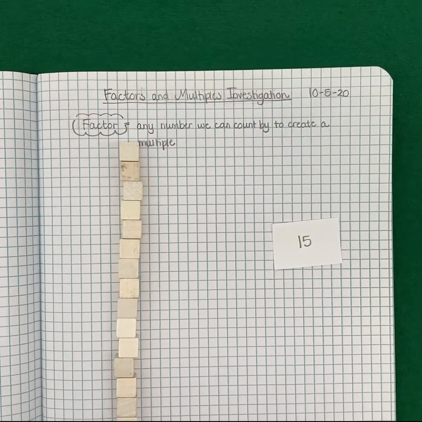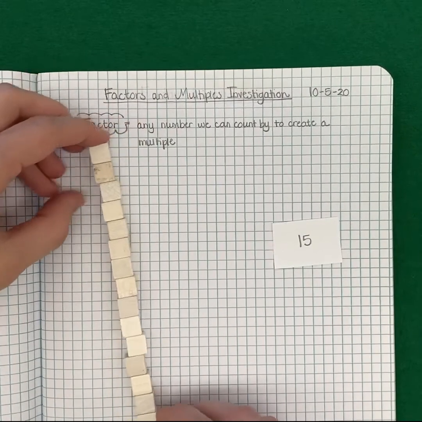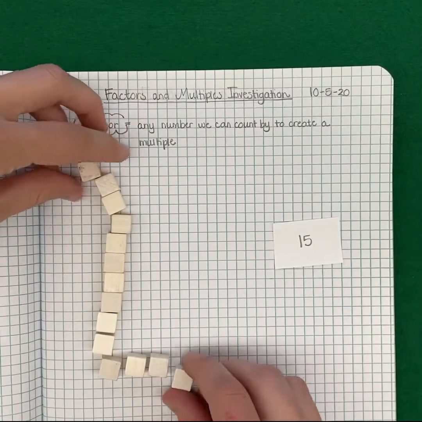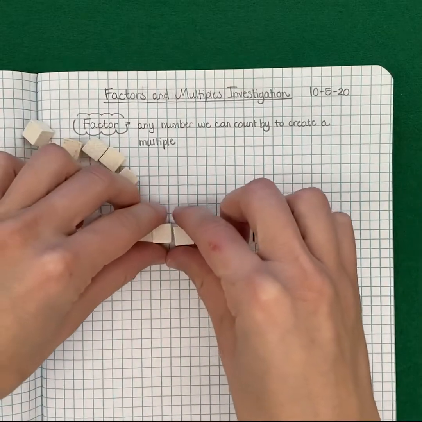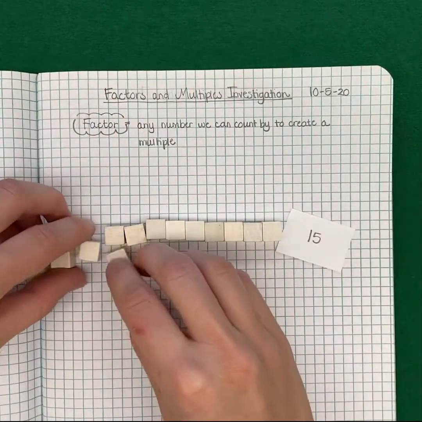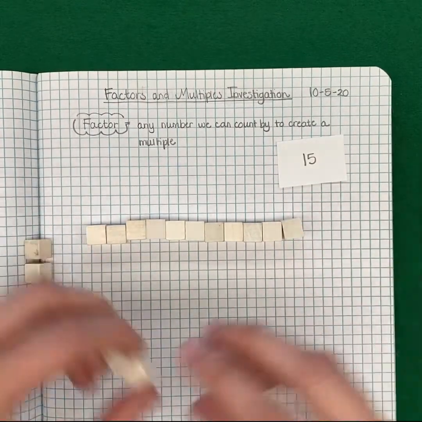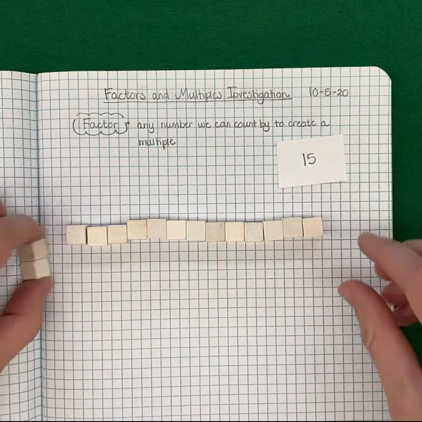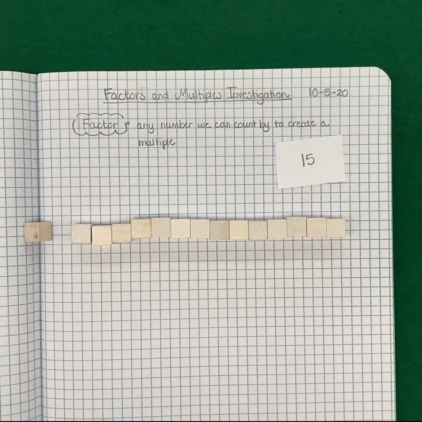I'm also going to say that if I just count by 15s, I only have to count by 15 one time and I have 15. And so that would make 15 also a factor of 15. Okay, so I just found 4 different factors that I could count by to make my multiple of 15.